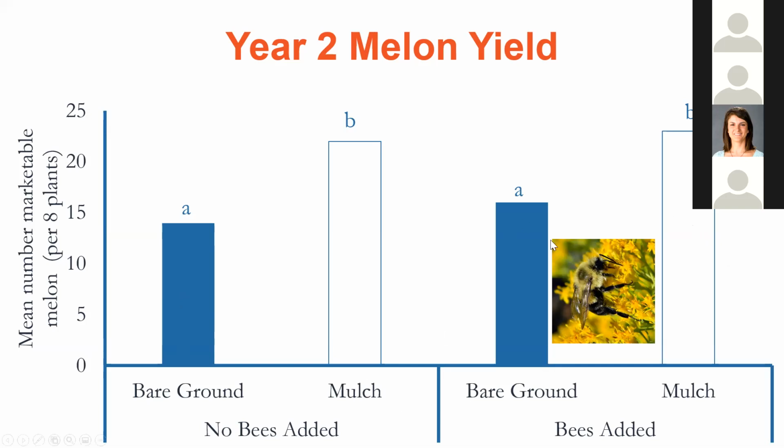And as you can see, there wasn't a difference in the marketable number of melons between the plots that we opened at anthesis and the plots where we added bees. Having the mulch ground cover had the greatest effect on the marketable number in this experiment.